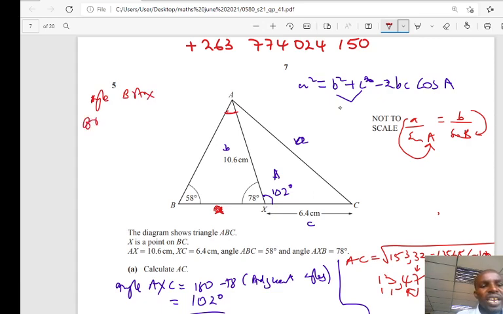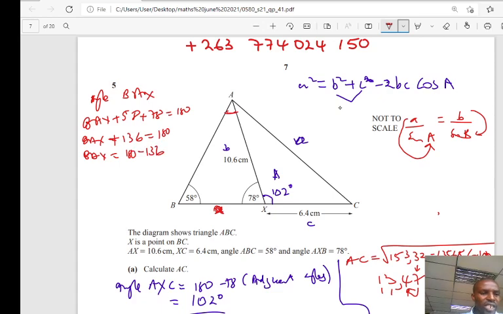So you can say BAX plus 58 plus 78 is equal to 180. Reason: angles in a triangle. Use triangle ABX. So they add up to 180 degrees. So BAX here will be 180 minus 58 minus 78. 58 plus 78 is 136. Then you can get BAX here is equal to 180 minus 136.